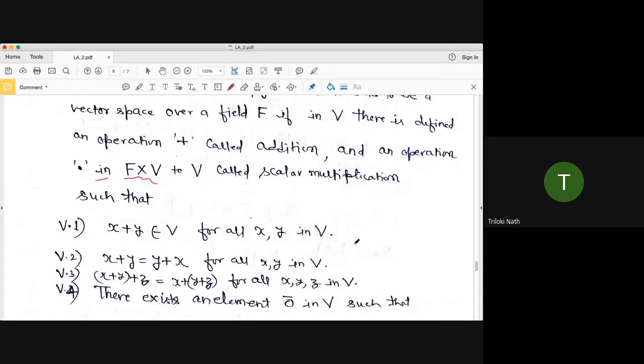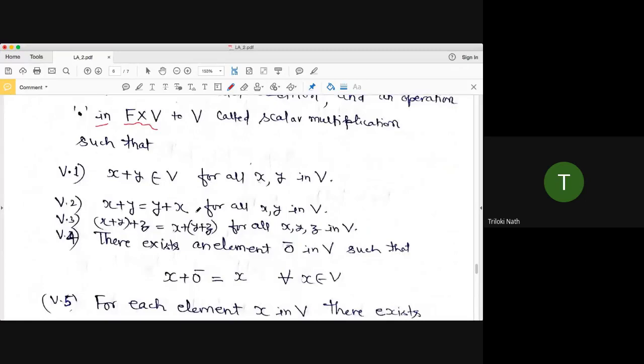The second one is called the commutative law with respect to addition, that is x plus y is y plus x. Why am I writing this one first? Because later on it will be clear. There is no need to write the terms again, that is 0 plus x, because you just proved that it is commutative. Then no need to write 0 plus x, because x plus 0 is 0 plus x. The third one is the associative rule.